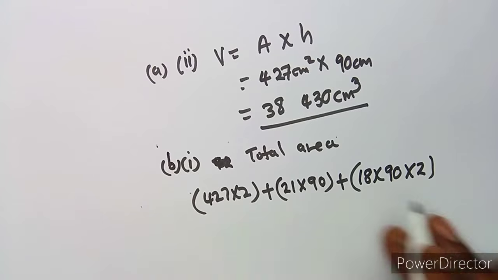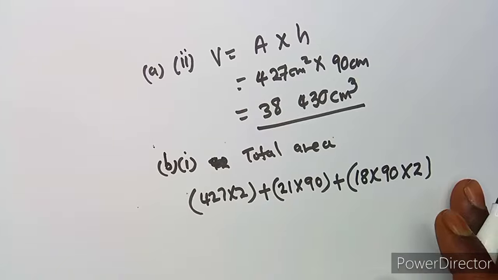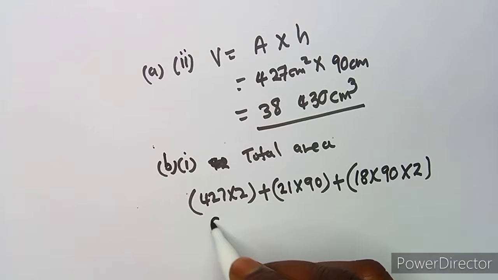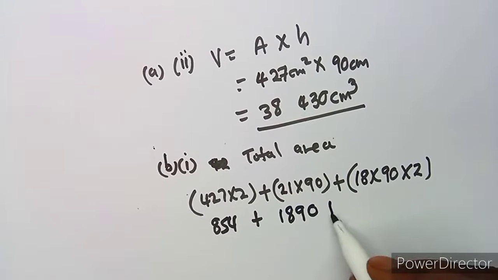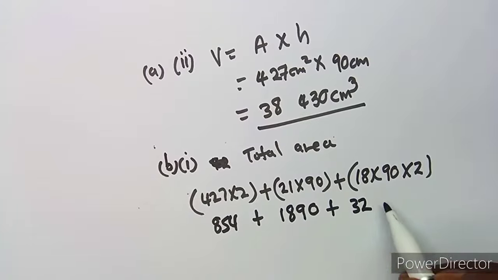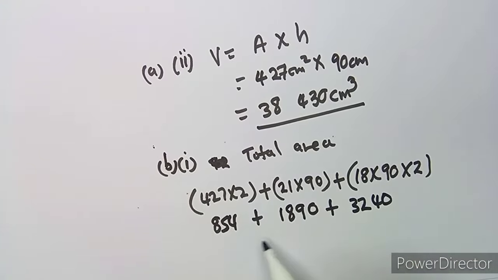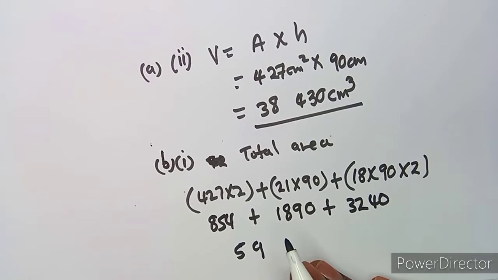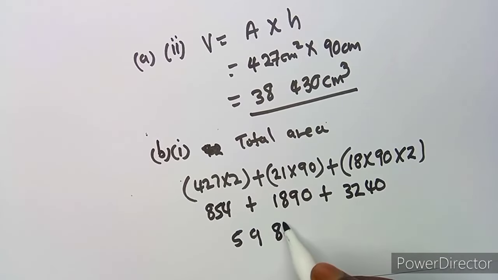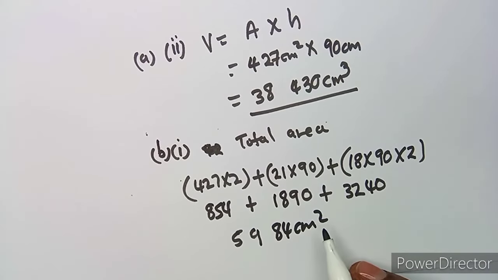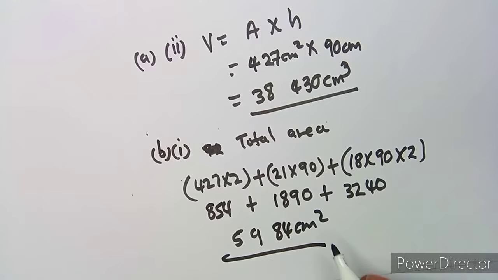So definitely this will be the area that was needed in this case to be painted, which is going to give us 854 plus 1890 plus 3340. If we add properly, that's going to be 5,884 square centimeters. That is the total area that was needed.